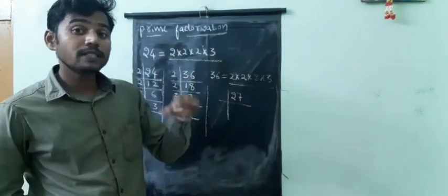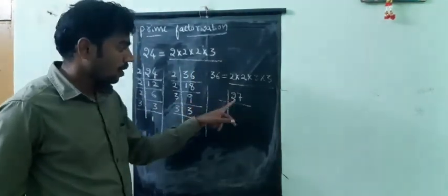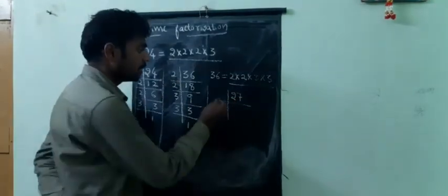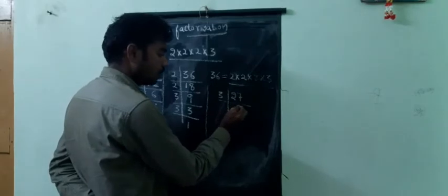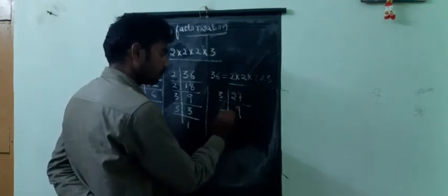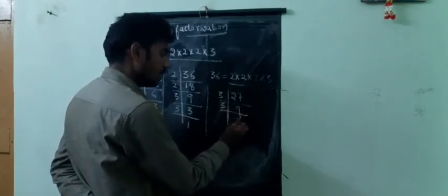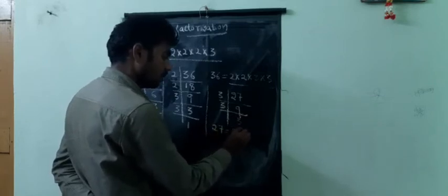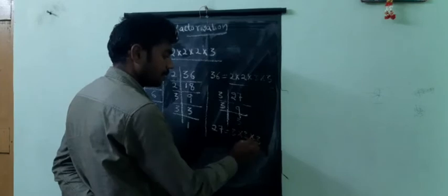Then, the next smallest prime factor is 3. So, 2 plus 7 is 9. Is 9 a multiple of 3? Yes, it is divisible by 3. See, 3 9s are 27. 3 3s are 9. And 27 can be written as 3 into 3 into 3. Please note this down.